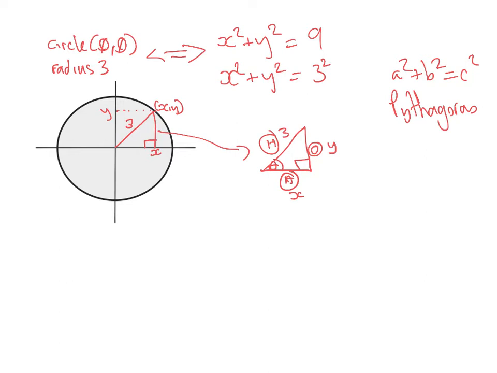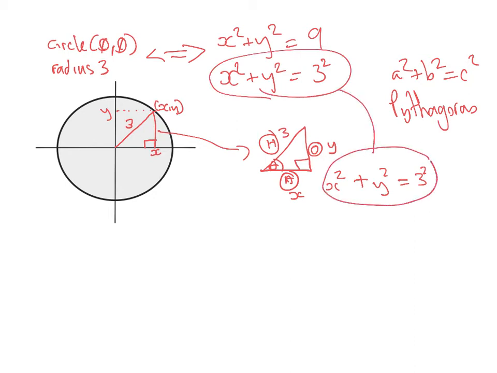So if we now state Pythagoras, we get the sum of the squares of the two shorter sides equals the square of the long side. And there is the equation of the circle, and there's the statement of Pythagoras using the right angle triangle that we built within the circle itself. And that's how it works.